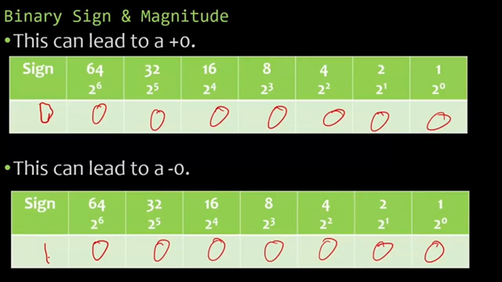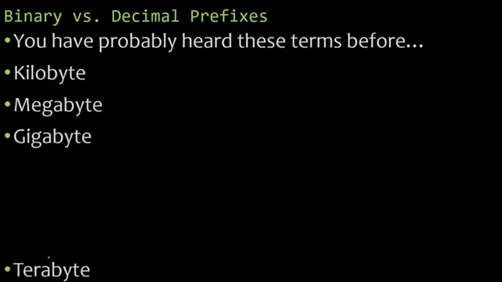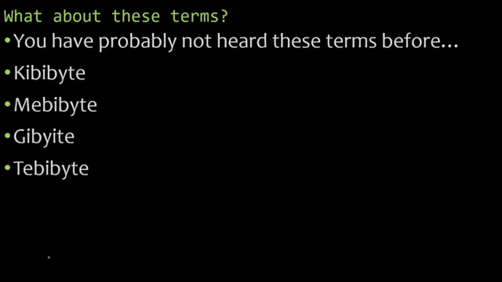It's that simple. You've probably heard these terms before, such as kilobyte, megabyte, gigabyte, terabyte. You might have heard those terms before, and you may be saying, okay, I know a little bit about those, or maybe you know what they are, or maybe you thought you knew what they were. But what about these terms? Have you ever heard these terms before? Because not many people are familiar with them. Kibibyte, mebibyte, gibibyte, tebibyte. What about those terms? Well, what's the difference between them?